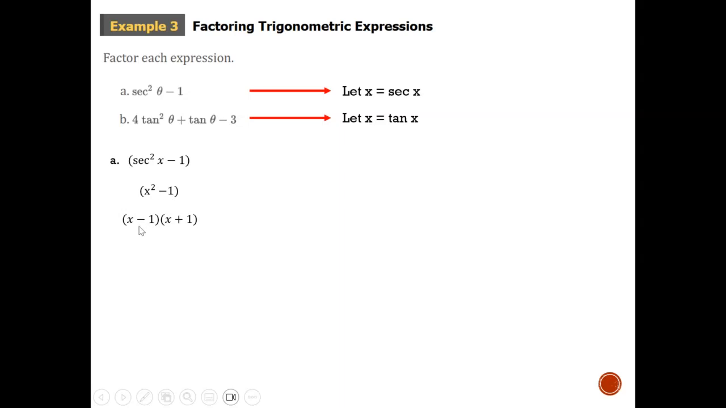Anyway, x squared minus 1 is equal to x minus 1 times x plus 1. Now let's go back and substitute secant x for the x's. So this is my result: secant theta minus 1, secant theta plus 1.